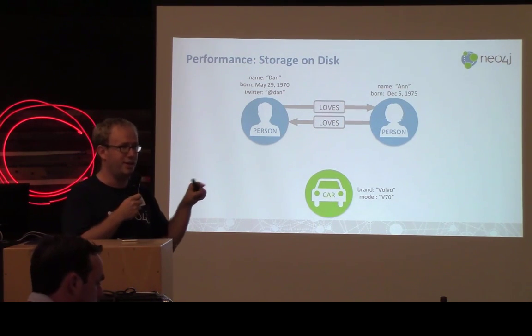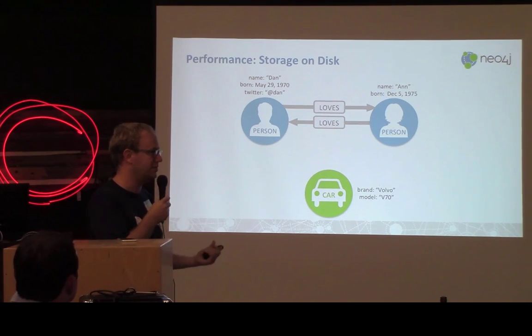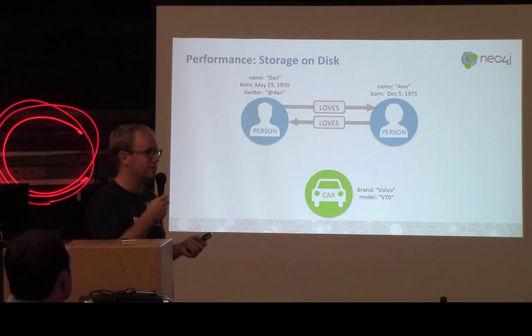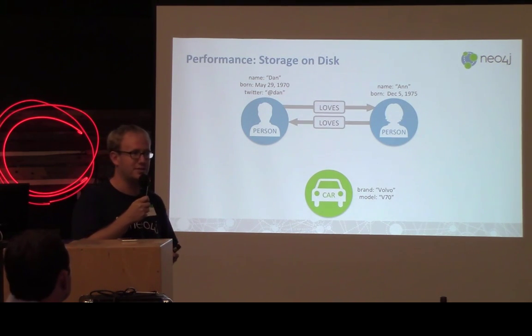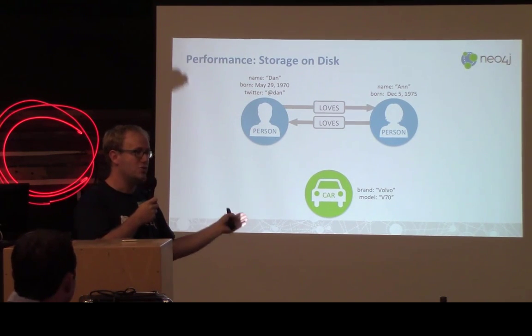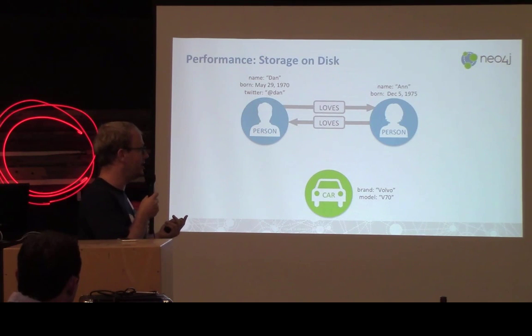That goes into detail about the structure of how these are stored on disk, how the nodes are stored on disk, how the relationships are stored on disk. But the best way to describe it is we call it index-free adjacency. What that means is as you move from a node to the next node over a relationship, it doesn't actually have to look up an index.